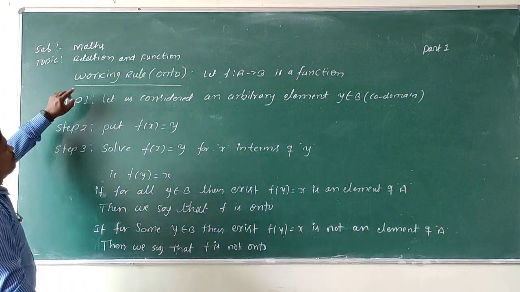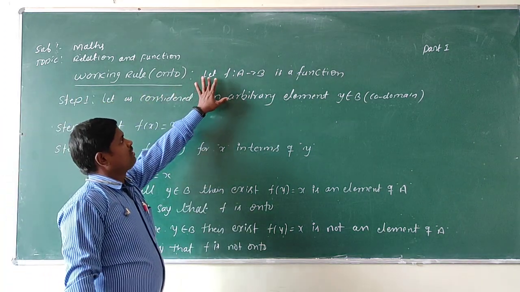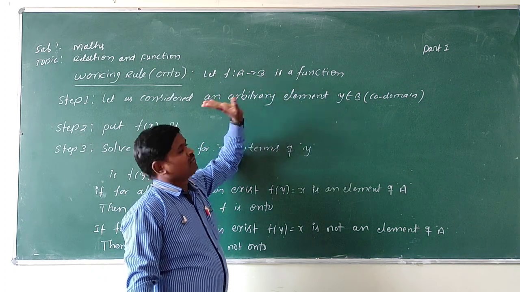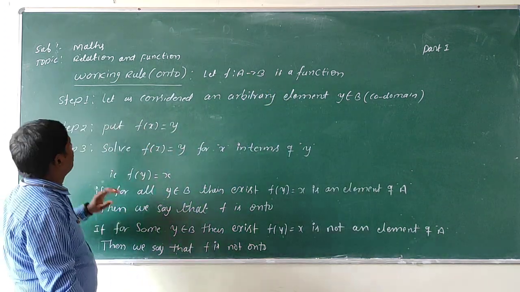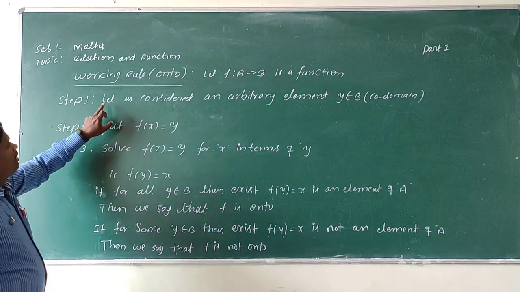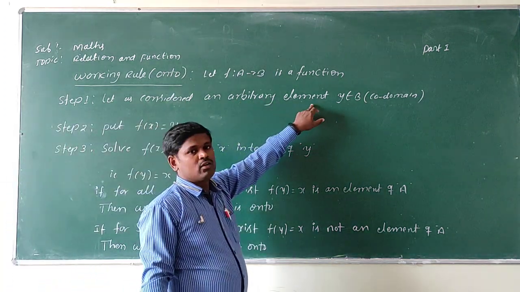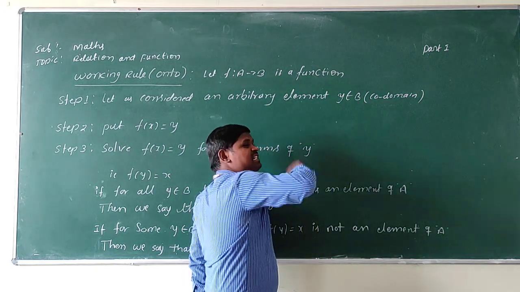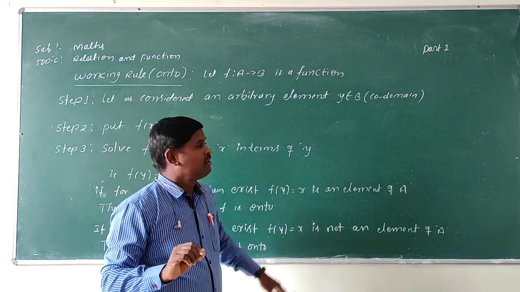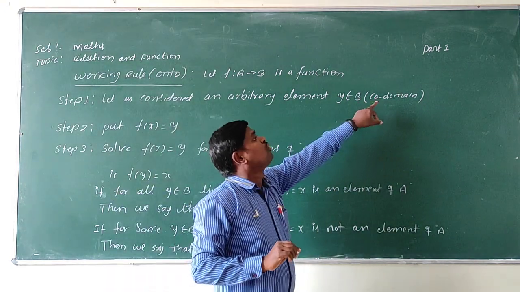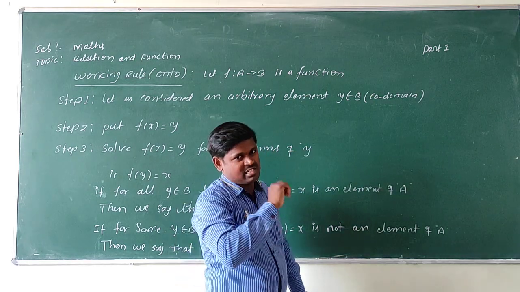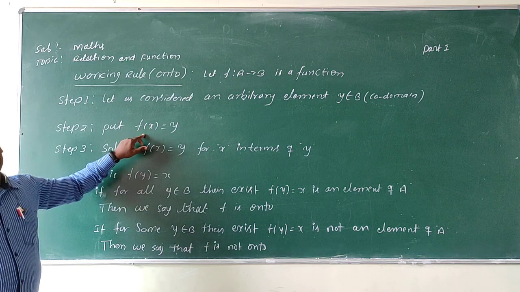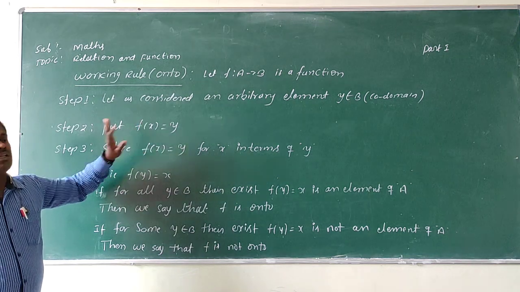Suppose f is a mapping from A to B, a function. Step 1: let us consider an arbitrary element y in B. We are considering an element y which belongs to the codomain. Second step: put f of x is equal to y.